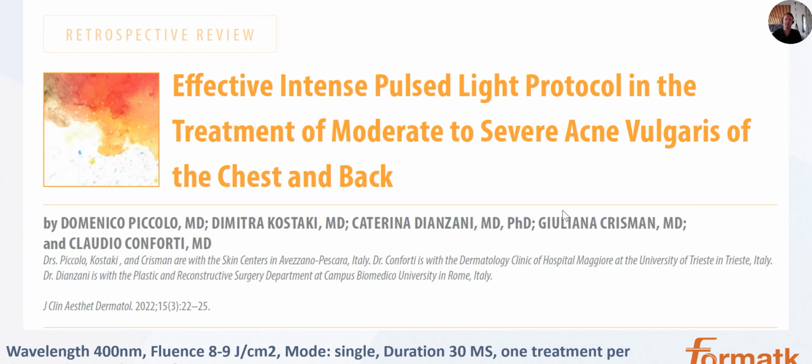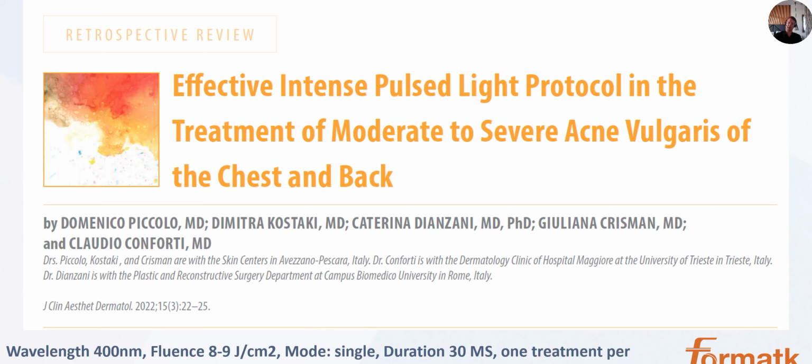Beyond this, we have another breakthrough in 2022. Usually doctors won't say that IPL is the first line treatment for acne. The first one will be topical, and then you'll have drugs. But in 2022, there was a groundbreaking experiment where they treated as a first line moderate to severe acne vulgaris of the chest and back. So we already know that chest and back acne is much harder to treat.